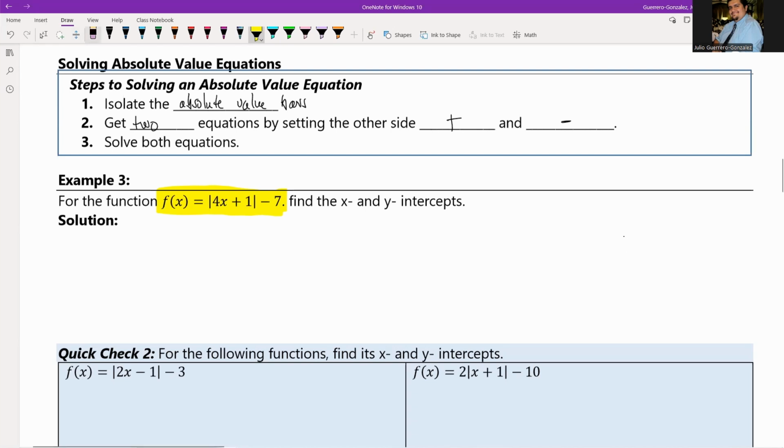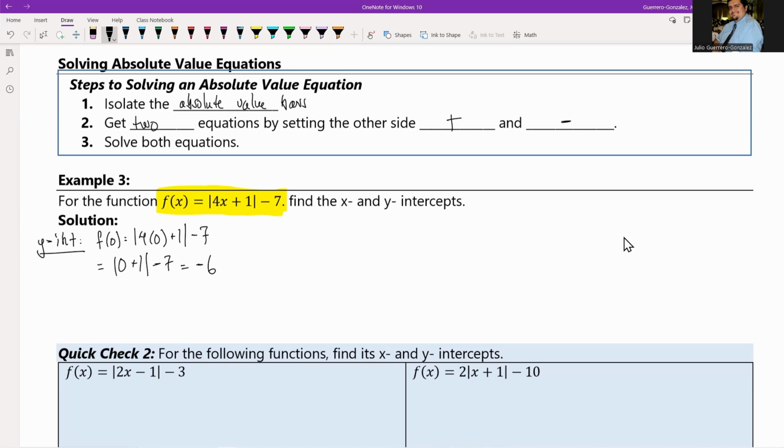So let's go ahead and do the y-intercept first. The y-intercept told me to set x equal to 0 and solve for y. So I set my x equal to 0, so f of 0 is 4 times 0 plus 1, minus 7. This is going to be 0 plus 1, minus 7.